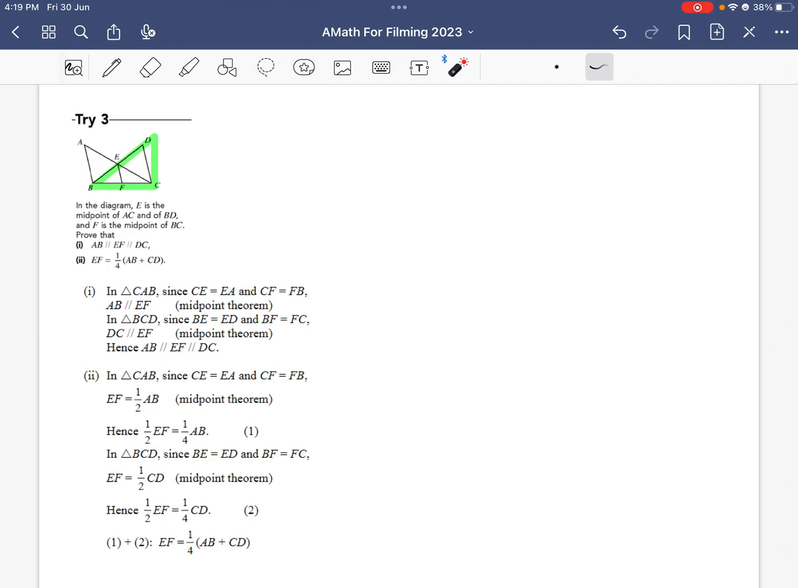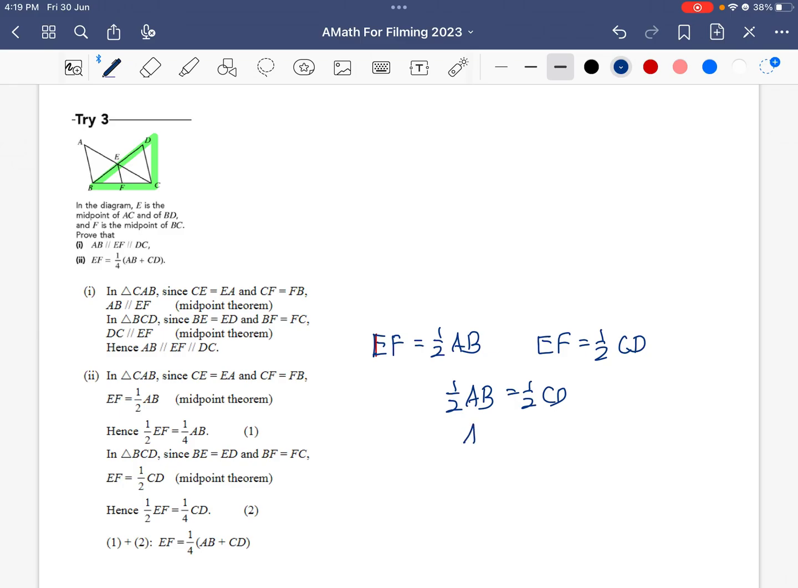So what we can actually use to prove here is if EF is equal to half of AB and also EF is equal to half of CD. So if you think about it, if you equate them, you get half AB equals half CD, AB equals CD. Not very helpful. Notice that what you want with the EF is actually gone already. So now we need to employ a new trick here.